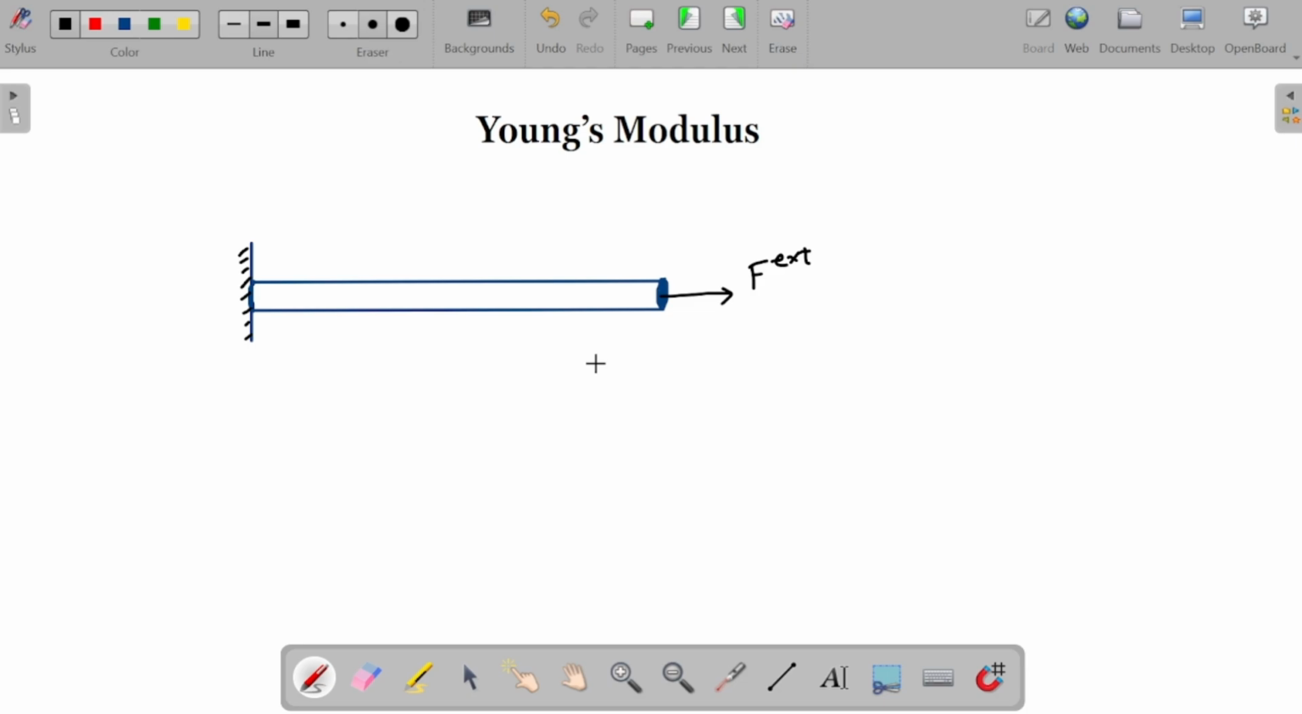Okay, let's continue our discussion. So in this video, we are going to discuss Young's modulus and we will take one example related to it. So here we have a rod.